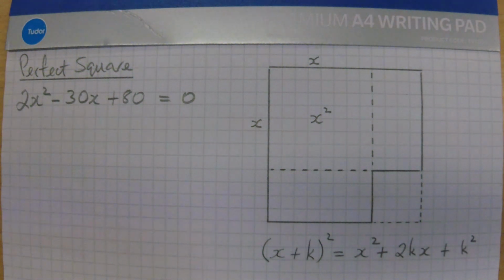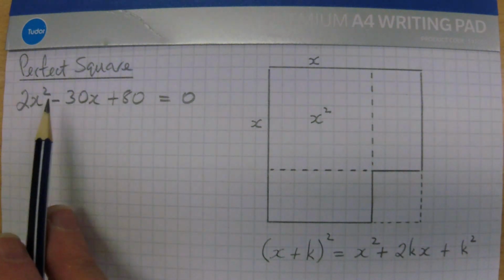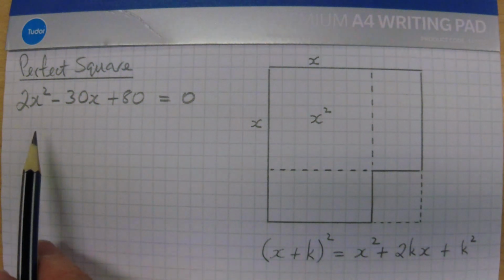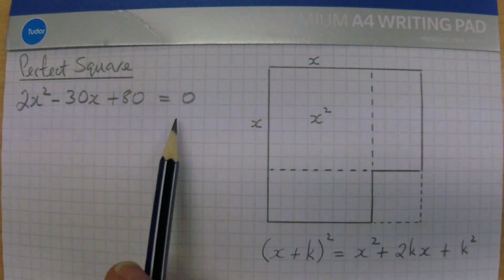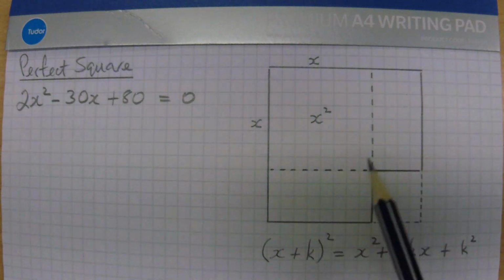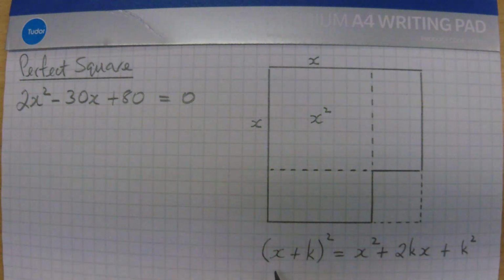This short video will demonstrate the technique of factorisation by the perfect square, or sometimes referred to as completing the square. So this is the quadratic that we have to solve, and just a reminder, I've drawn a diagram here and shown the perfect square rule. So remember, a perfect square is when we have (x plus a constant) squared, which expands to be x squared plus 2 times the constant times x plus k squared.